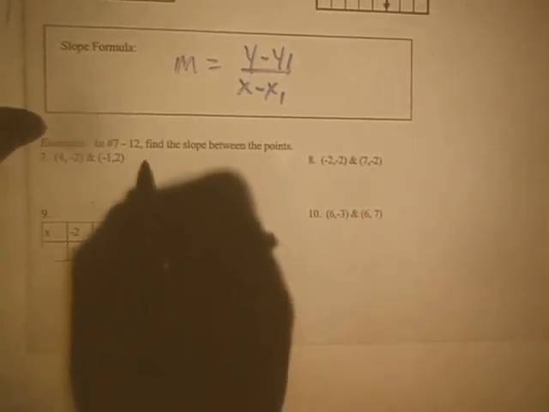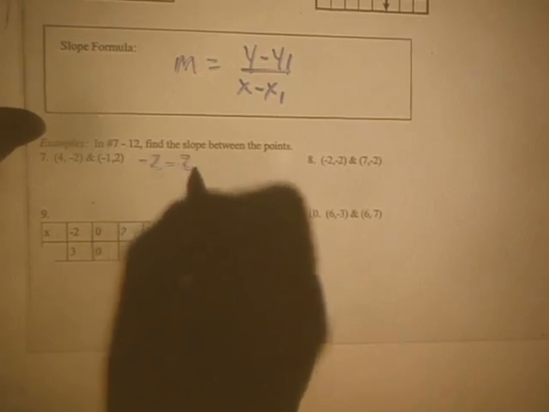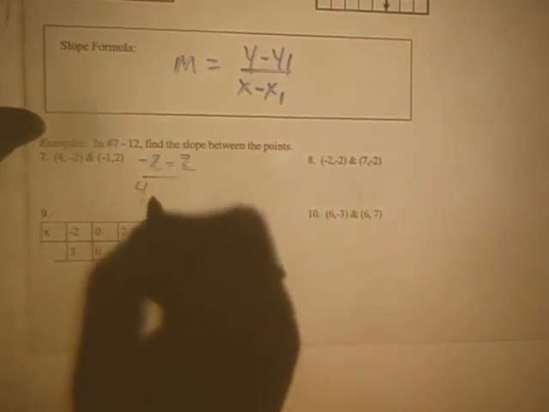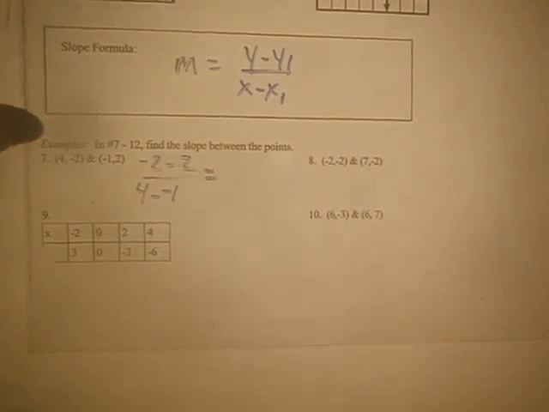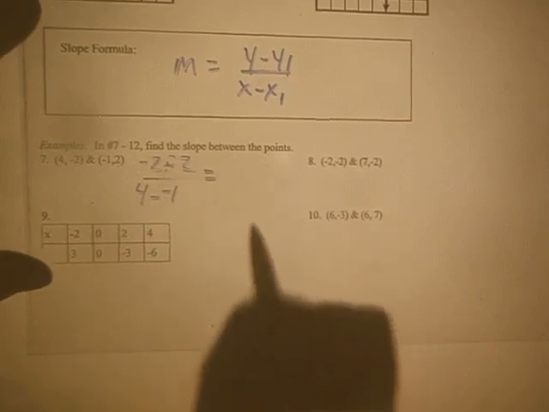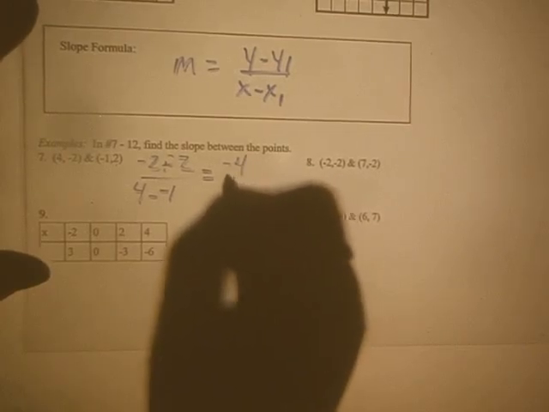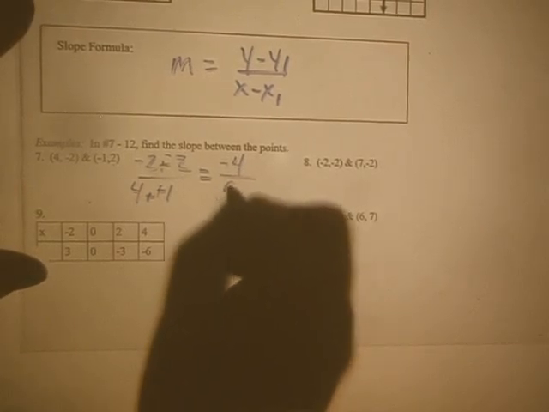So for number 7, we're going to use this formula. Negative 2, subtract 2. And I did this y, subtract that y. So then I have to do 4 subtract a negative 1. And negative 2, we zip zap that and have plus a negative 2. That will become a negative 4. And if we zip zap this, it will become a 5. And so your answer here is negative 4/5.